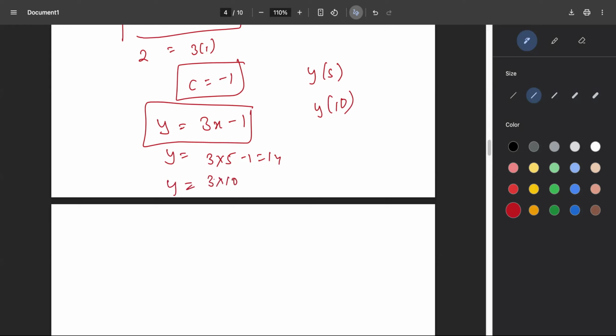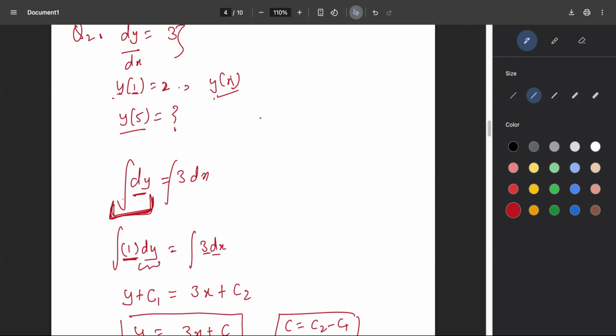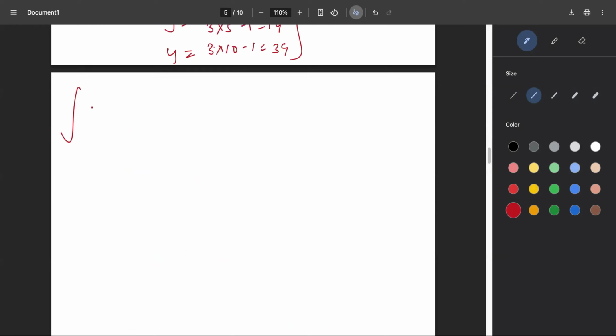3 into 10 minus 1, 29. Clear? Okay, sir. This is how it is useful for us. Just remember some integration formulas, that integration of x dx, integration of dy. When I say dy dx, if nothing is there, it is a multiplication thing, so you can assume 1 is there. Okay.